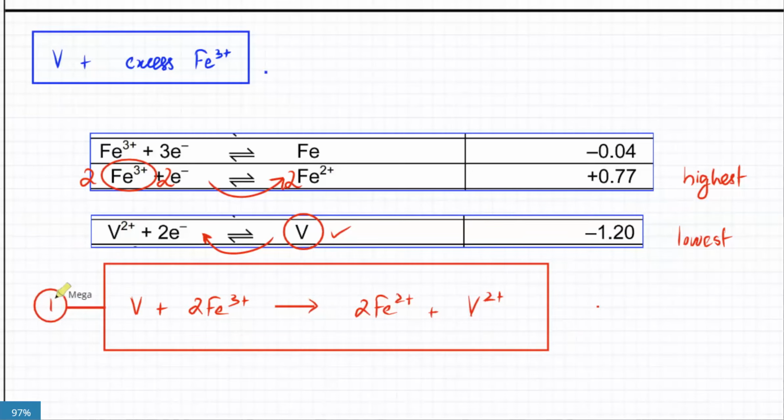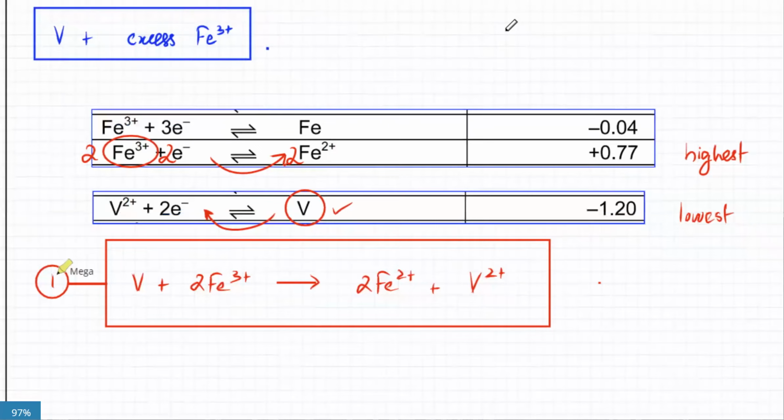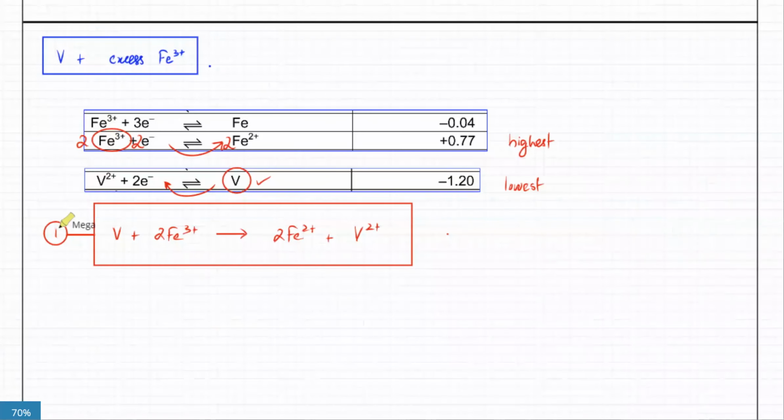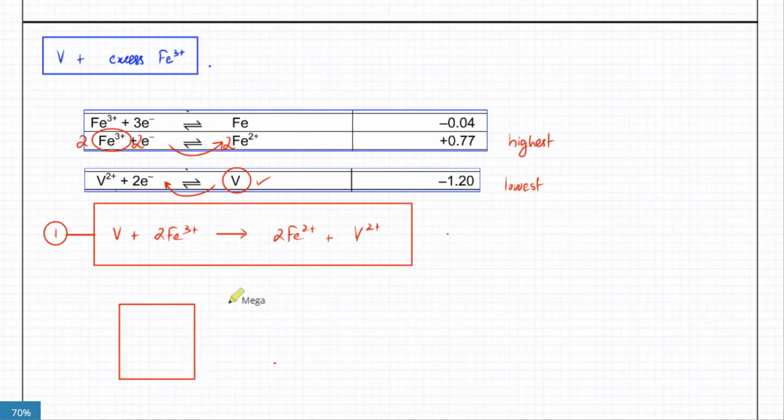So that's number 1. Now the question is, what is present in your container after the first reaction? Let's make a beaker. After the first reaction, what do we have? We've got vanadium turning into V2 plus, so we've got V2 plus. Fe3 plus turning into Fe2 plus, right? And remember, it was excess Fe3 plus, so there would be leftover Fe3 plus. There is an excess of Fe3 plus.